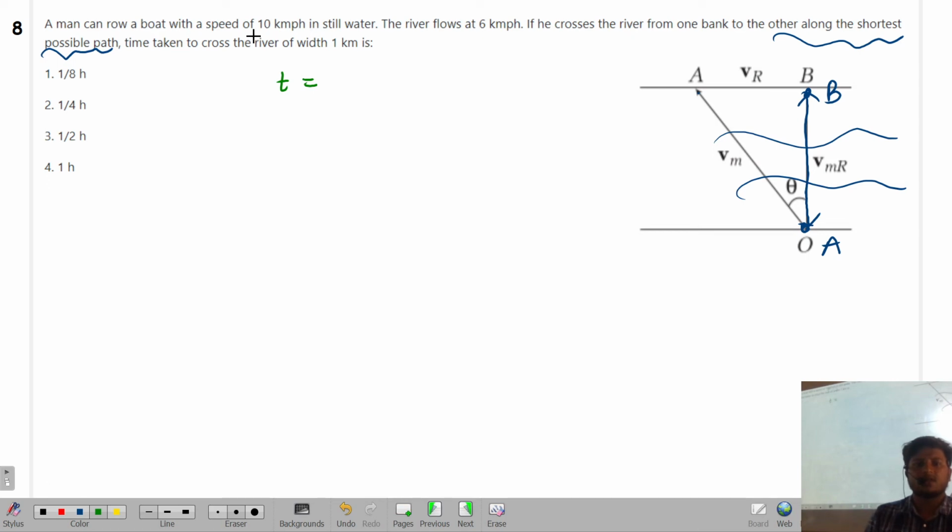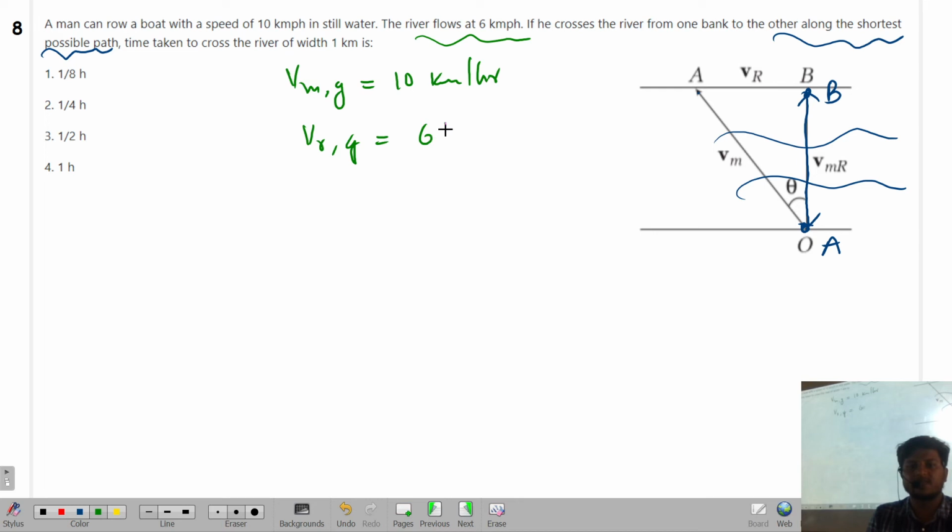Now what is it saying? A man can row a boat with a speed of 10 km per hour in which water? Still water. Means the velocity of the river should be how much? What is given? The velocity of the man with respect to ground is given. That is how much? 10 km per hour. Right or not? The river flows at how much? 6 km per hour. What is given? The velocity of the river with respect to ground is given. That is 6 km per hour.